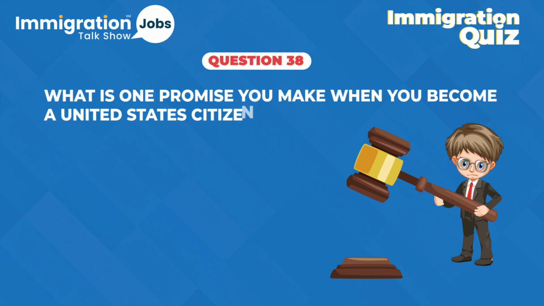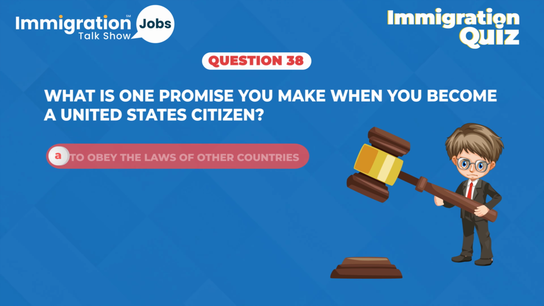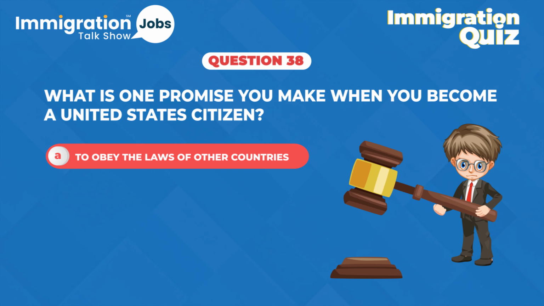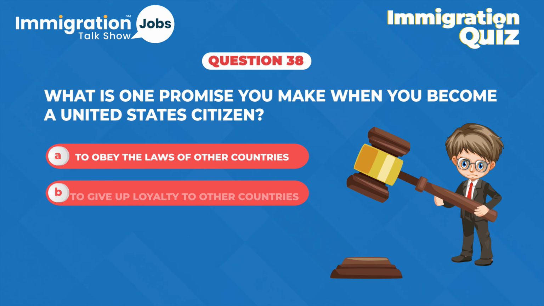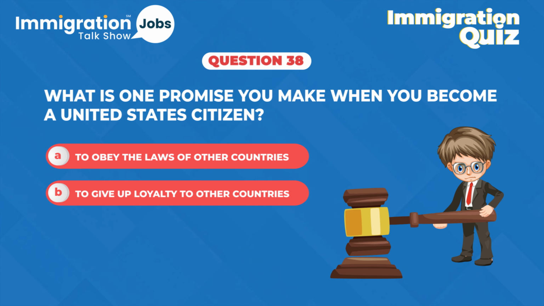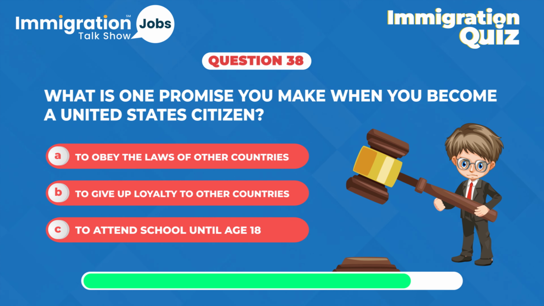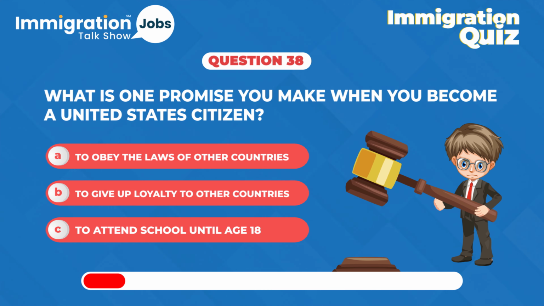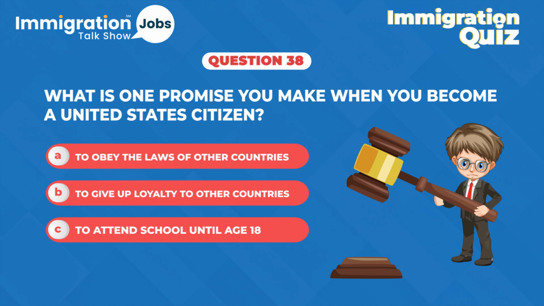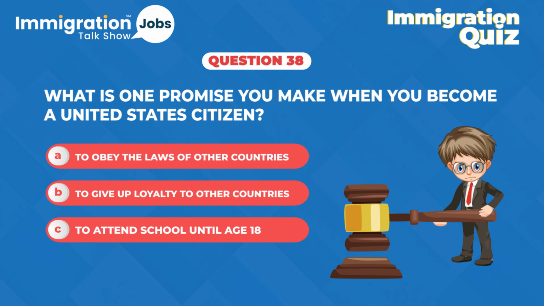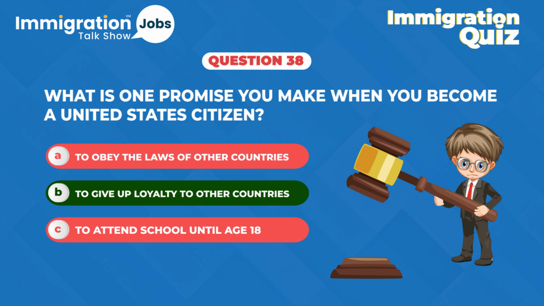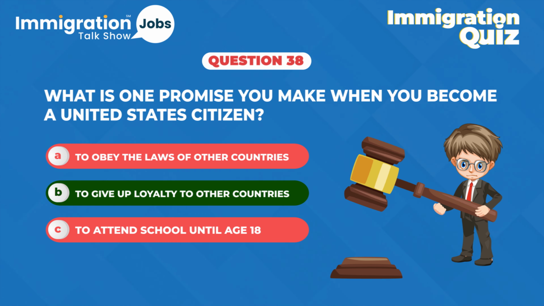What is one promise you make when you become a United States citizen? Option A, to obey the laws of other countries. Option B, to give up loyalty to other countries. Or option C, to attend school until age 18. And the correct answer is option B, to give up loyalty to other countries.